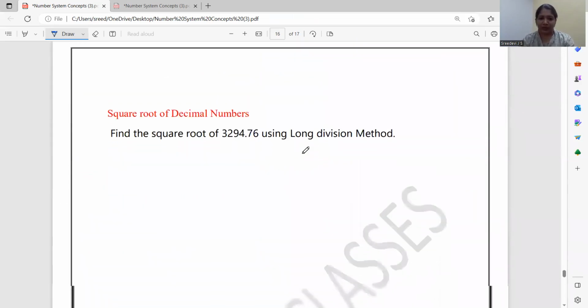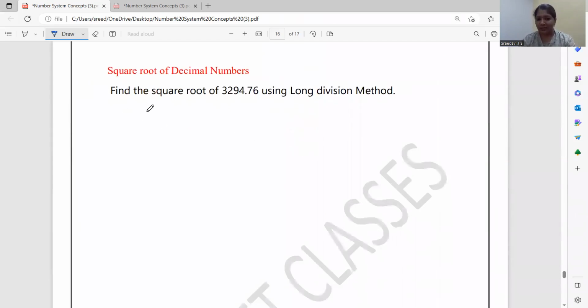Okay, and next is square root of decimals. See everyone, whenever you are taking the square root of decimals, you follow the same procedure only.